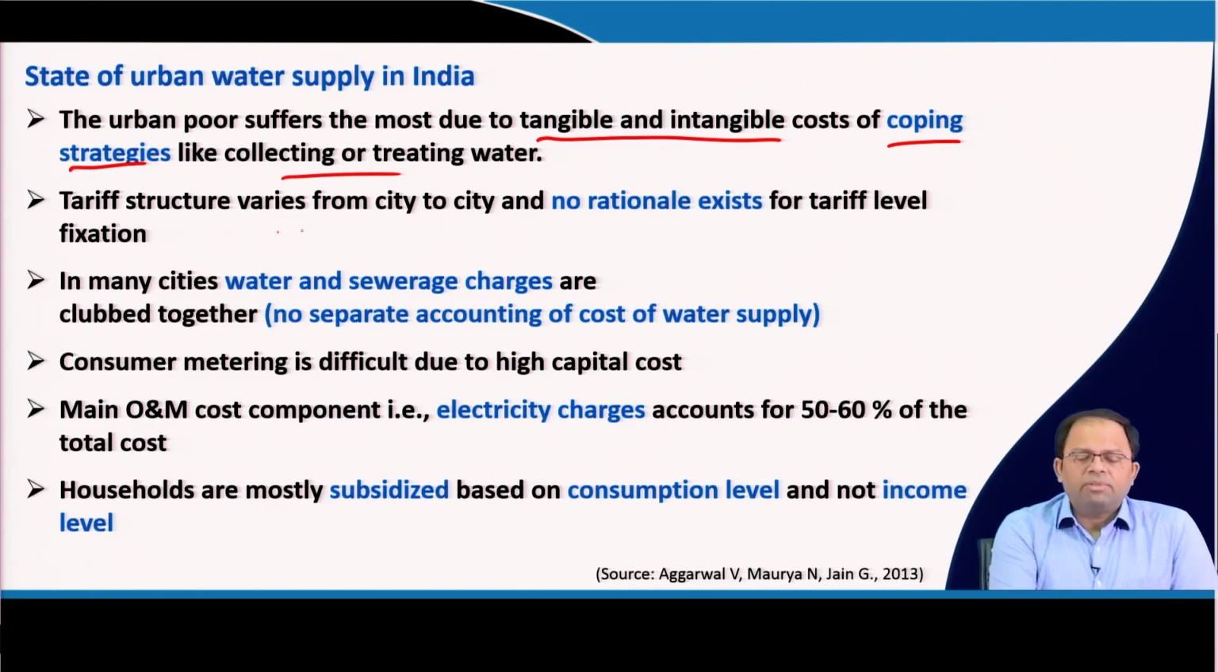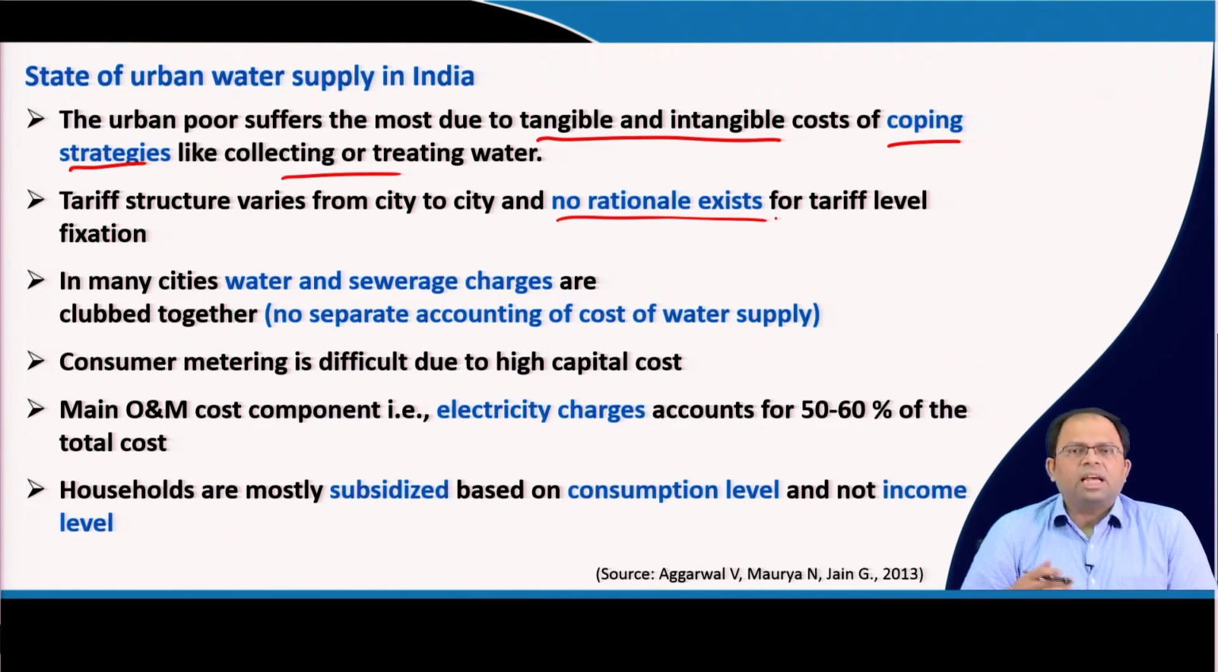So tariff structure varies from city to city, and as we have seen in India, there is no rationale for any kind of tariff fixation. So that means different cities have adopted different kinds of tariff structure, different levels at which they have fixed their tariff, and there is no rationale for any one of them. And in many cities, what we see is water and sewerage charges are clubbed together. So the amount of money that is being charged is basically not only for water supply, but for both water and sewerage charges, which are put together.